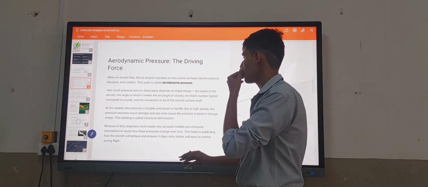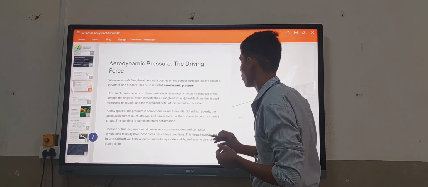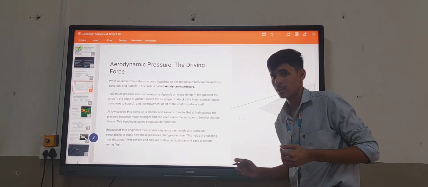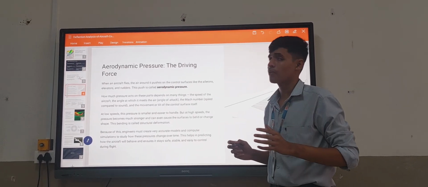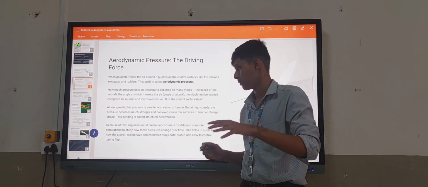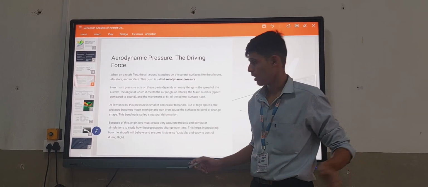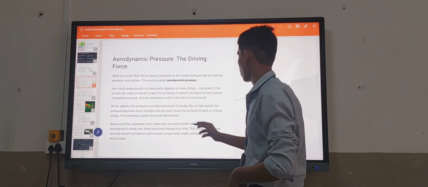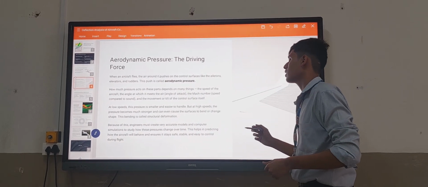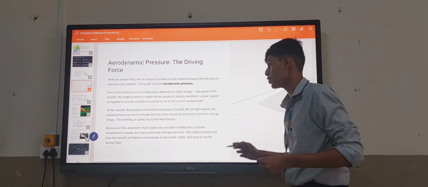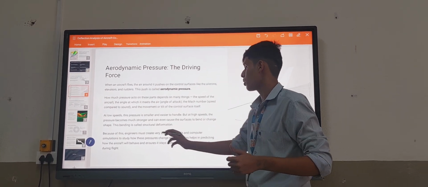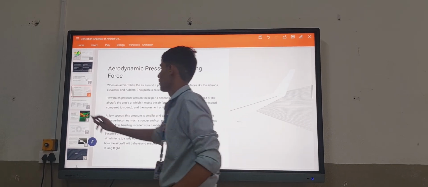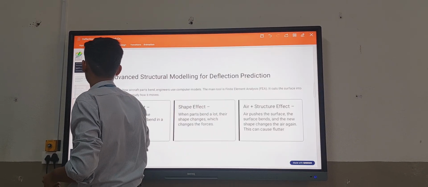Because of this, engineers must create a very accurate model and computer simulation. Now we are using the computer simulation to understand the control surfaces acting during flight. We study how this pressure changes over time. This will help to predict how the aircraft will behave and ensure it stays stable, safe, and easy to control during flight.